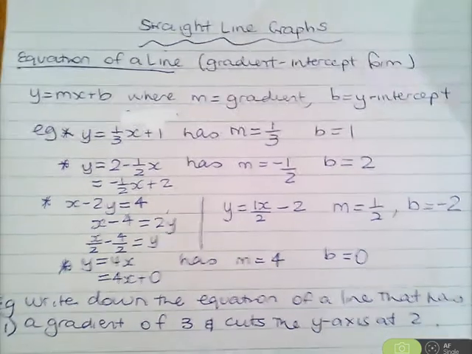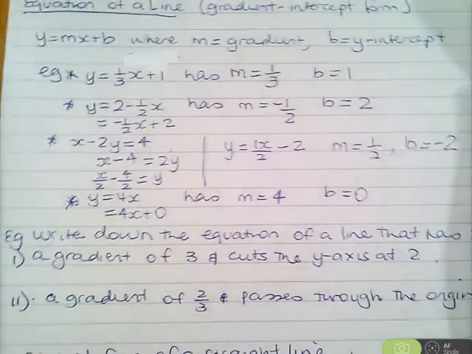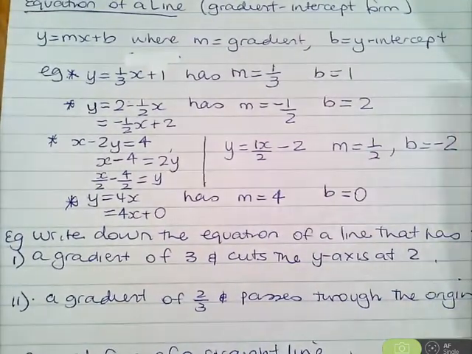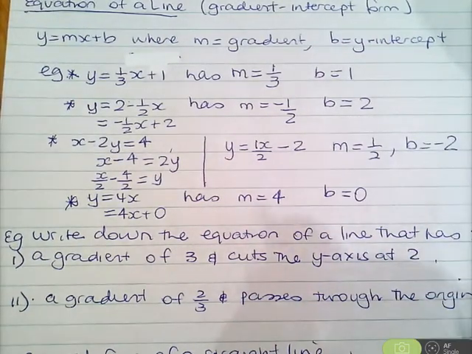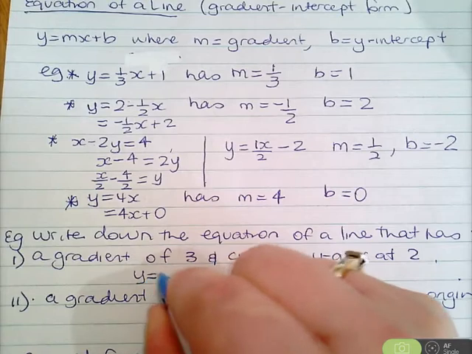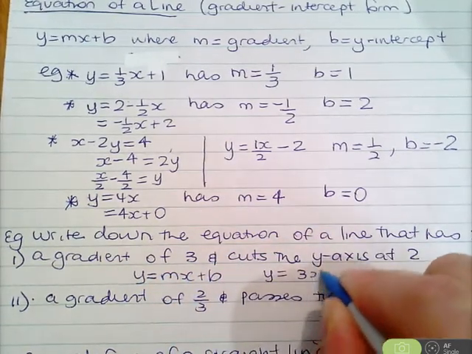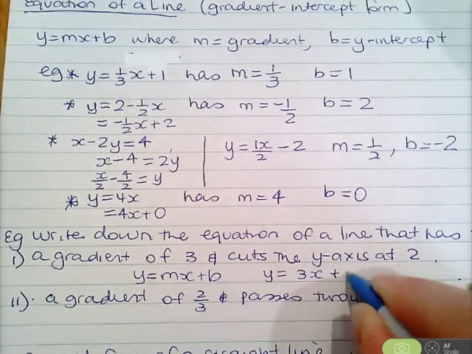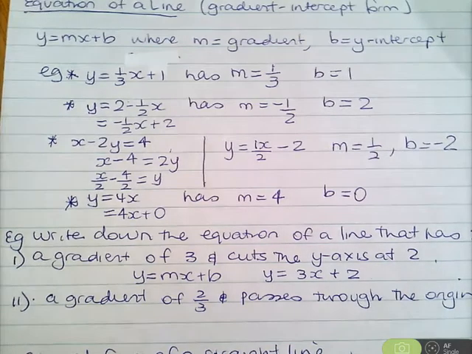Okay, now just some more examples based on y equals mx plus b. Write down the equation of a line that has a gradient of 3 and cuts the y-axis at 2. So remember, it's y equals mx plus b form, so it would be y equals 3x plus the y-intercept, which is 2. So that's the answer for that.